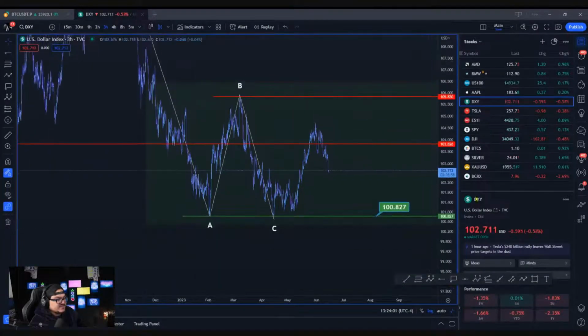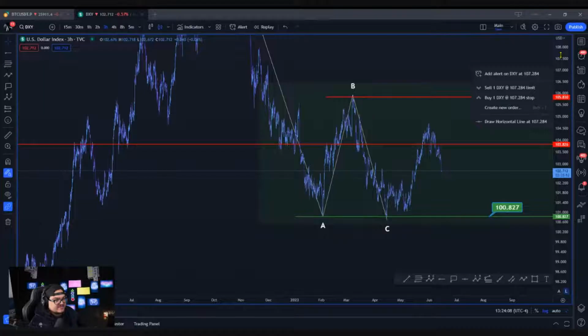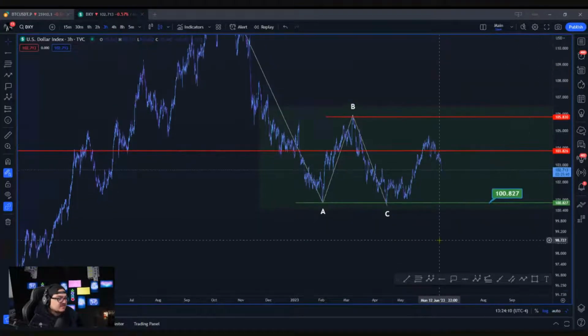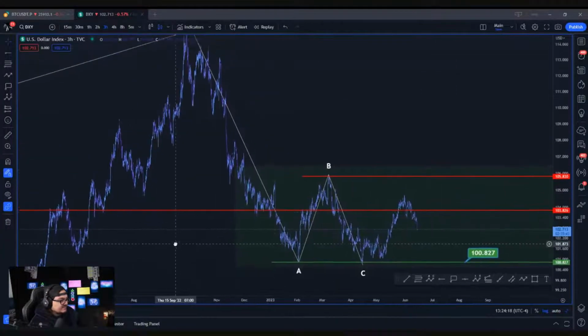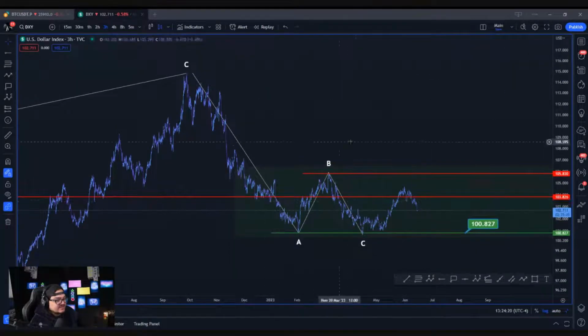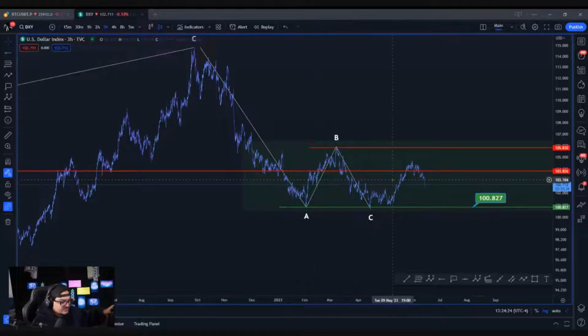Let's do the DXY first. So if you guys don't know, the DXY and assets in general correlate inversely. So if the DXY moves down, most assets in general tend to move up. The DXY is the US dollar index, basically valuing the US dollar. So I think it's important to understand what the DXY could be doing to get a possible idea of what BTC and other markets can do.